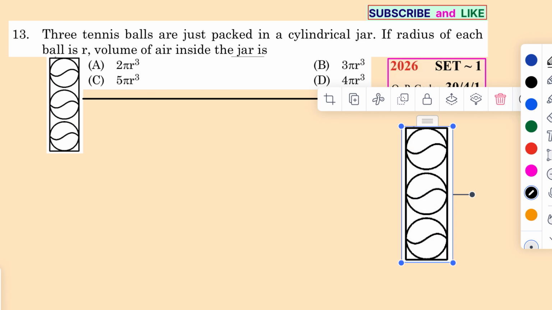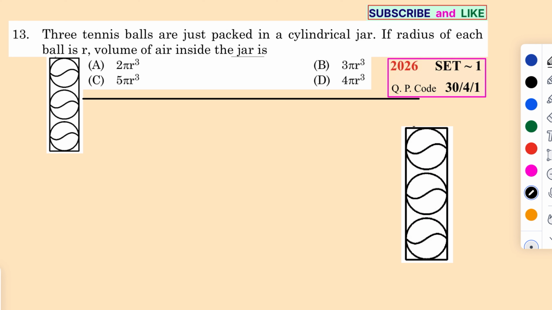How will we approach this? The radius of the tennis ball is r, meaning the distance from here to here is r. This is r. r is the radius of the tennis ball as well as the radius of the cylinder, that is the cylindrical jar. Also it is the radius of the sphere, which is the tennis ball.